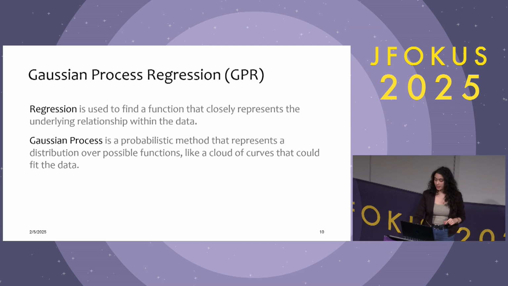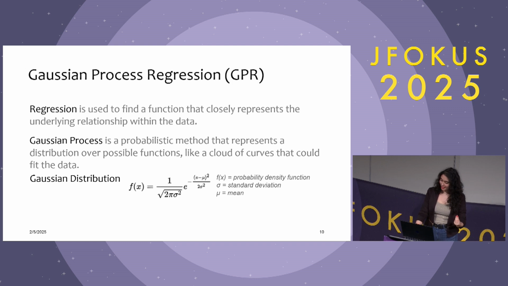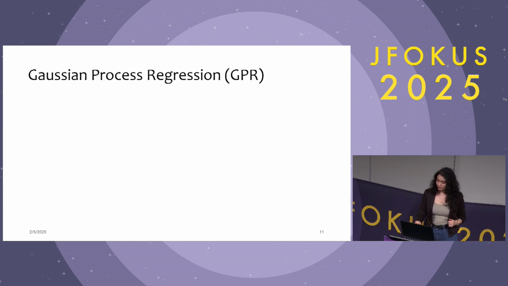It identifies the most likely function under the assumption that the function values for any set of inputs follow Gaussian distribution, which is represented by this formula. We don't need to dive into the math here. It just helps connect the concepts we are discussing. So now let's see this with an example.